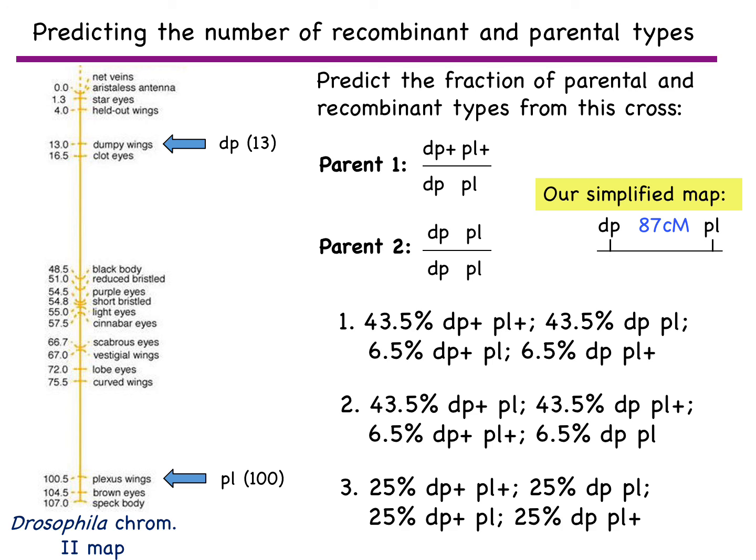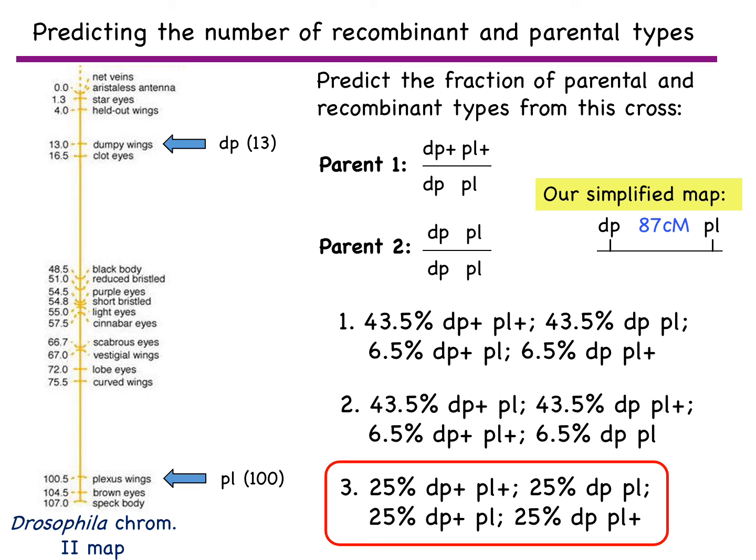You can stop the video now if you'd like to think about this a little before you try to answer. But when you start the video, I'll just give you the answer. The correct answer should be option 3. In the past when I've given this question in class, frequently people answer option number 2, where they think 87% of the time recombination is taking place between the dumpy wings and plexus wings traits.